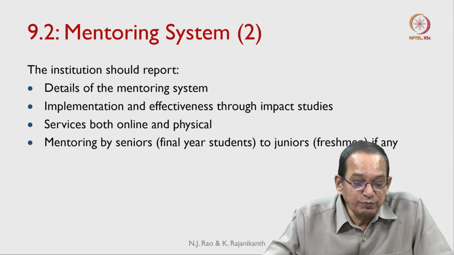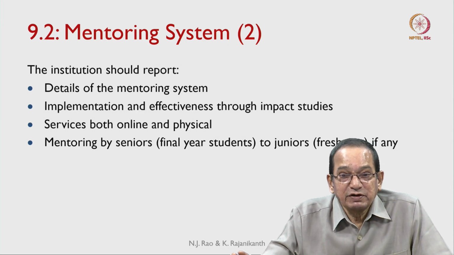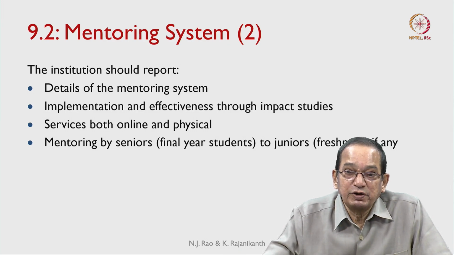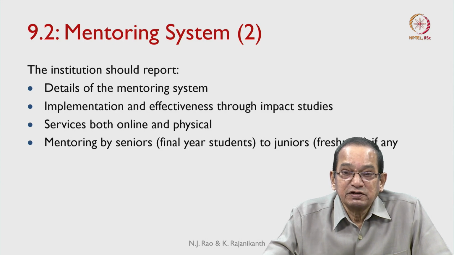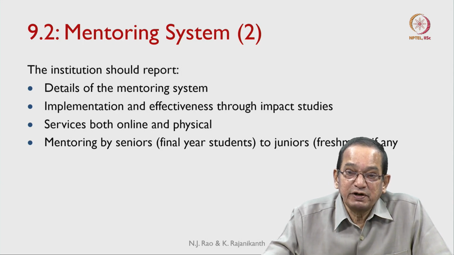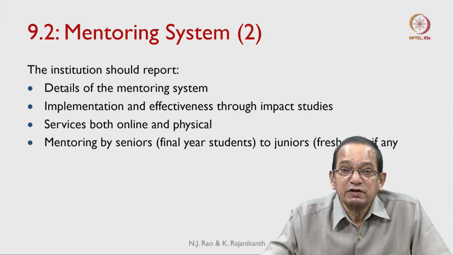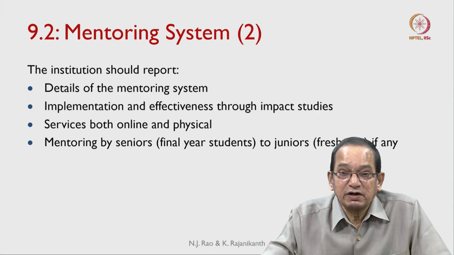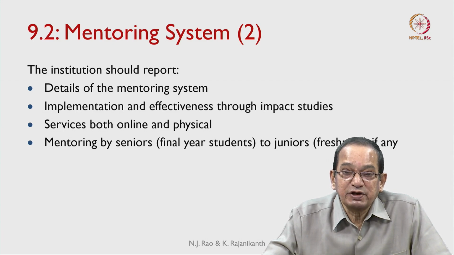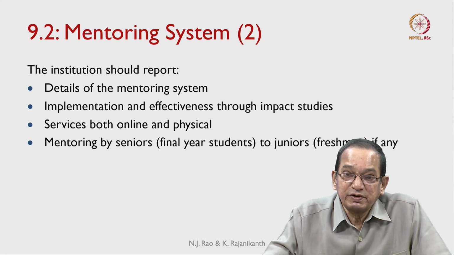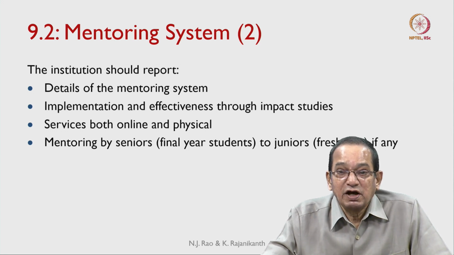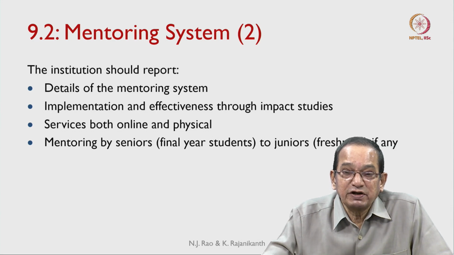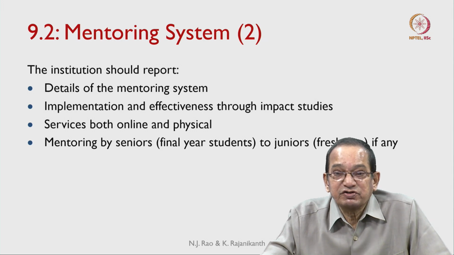The institution should report details of the mentoring system. That means there must be a clear process document indicating all these details, that is how many mentors, how many students per mentor, what should be the frequency of meetings between the mentor and mentees, then what is the way in which the meetings have to be recorded, what are the issues to be covered in these meetings, that is scope of the meetings. All this must be clearly written down as a process document, so that all the faculty are clear what is expected of them during the mentoring sessions.